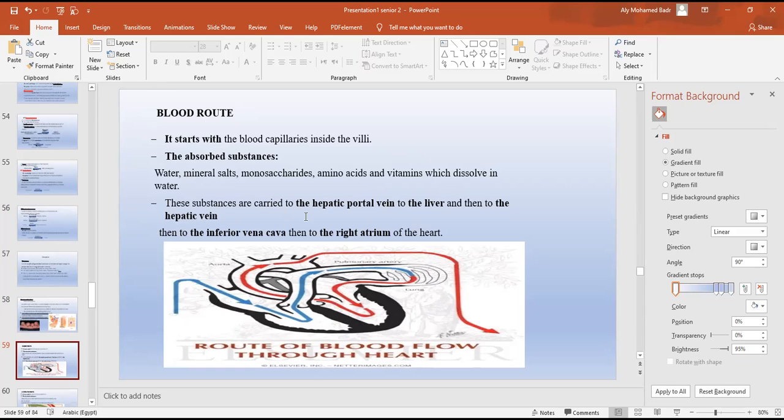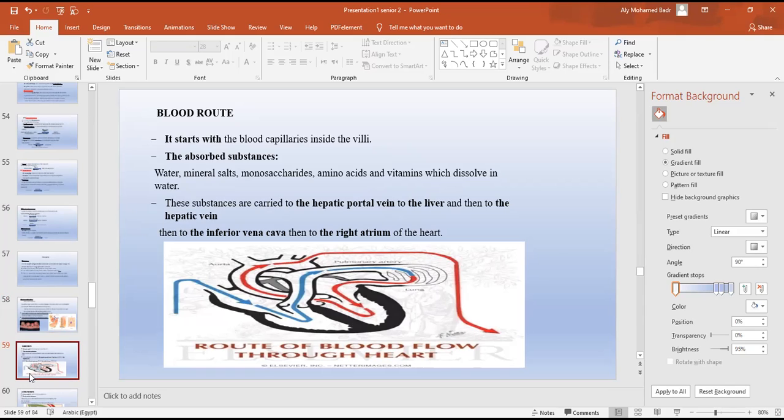These substances are carried to the hepatic portal vein of the liver and then to the hepatic vein, then to the inferior part of the vena cava and the right atrium of the heart. This is how the blood moves.